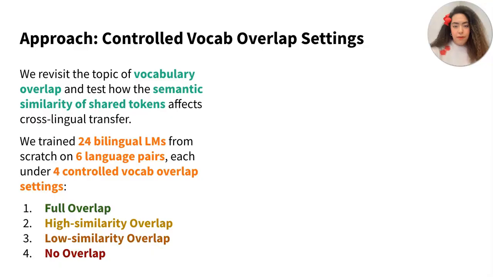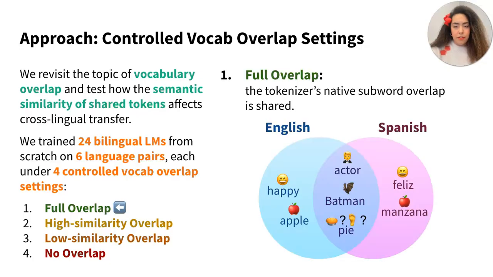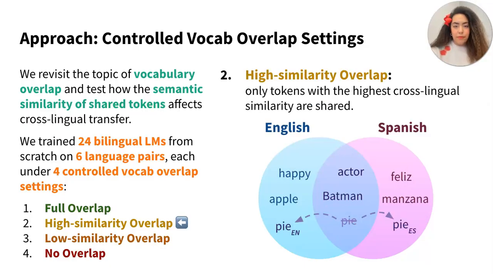We trained 24 bilingual language models from scratch on 6 language pairs, each under 4 controlled vocabulary overlap settings. First, in the full overlap setting, the tokenizer's native subword overlap is shared. This represents an unaltered multilingual training setup.